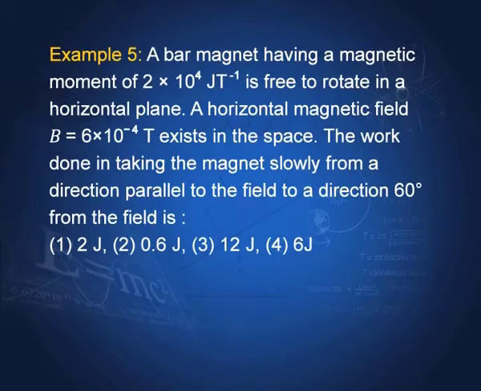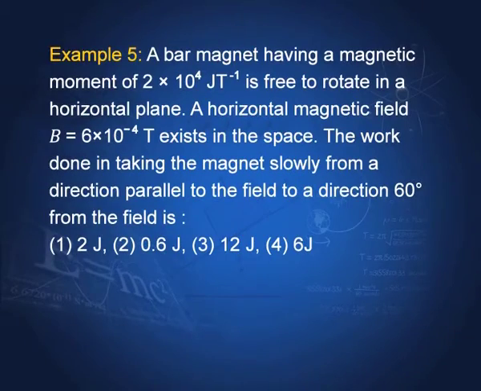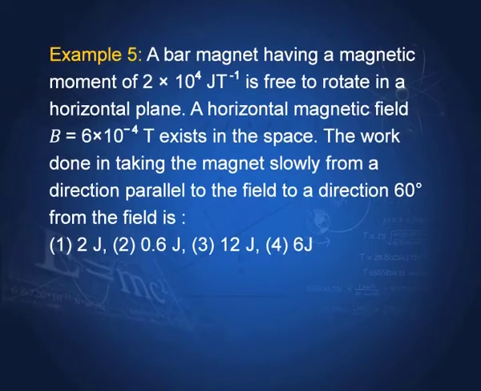A bar magnet having a magnetic moment of 2 into 10 to the power 4 J T minus 1 is free to rotate in a horizontal plane. A horizontal magnetic field B equal to 6 into 10 to the power minus 4 T exists in the space. So, there is a magnetic field and this bar is moving. The work done in taking the magnet slowly from a direction parallel to the field to a direction 60 degrees from the field is one of these.